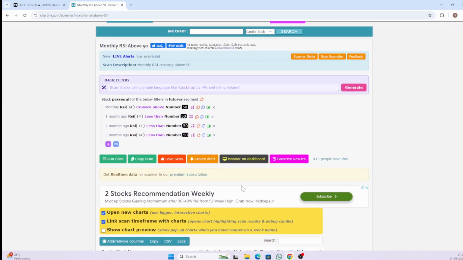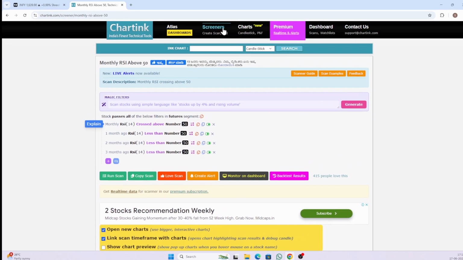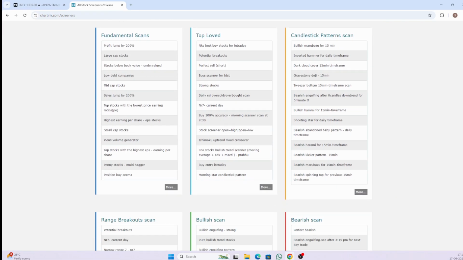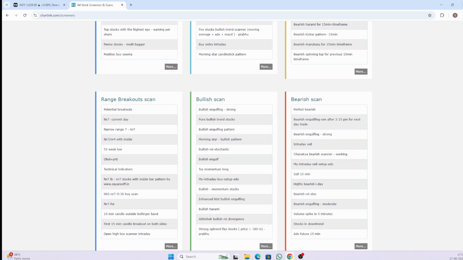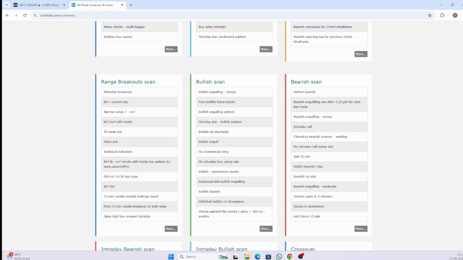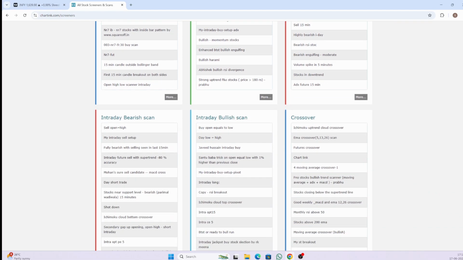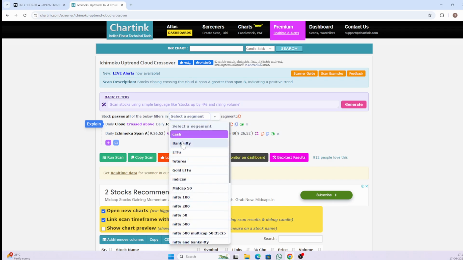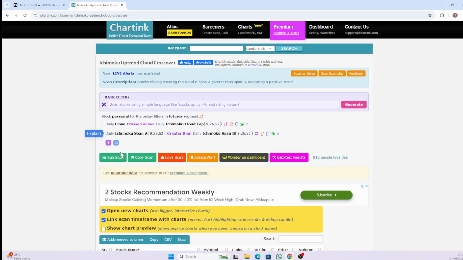Now, if you want, you can go for different screeners. If you want more bullish setups, you can go for those, and if you want more bearish setups, you can go for the bearish setups. But remember one thing: whether it is a bullish or bearish crossover, we usually recommend the Ichimoku cloud crossover on futures. You go with futures and run it on the futures.